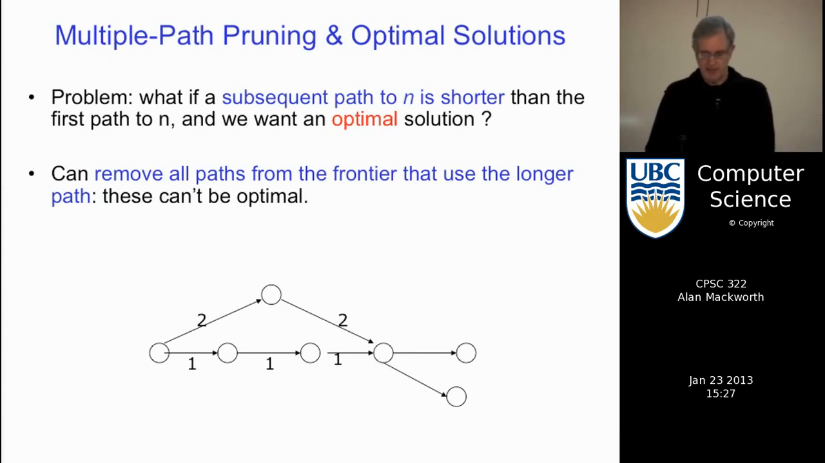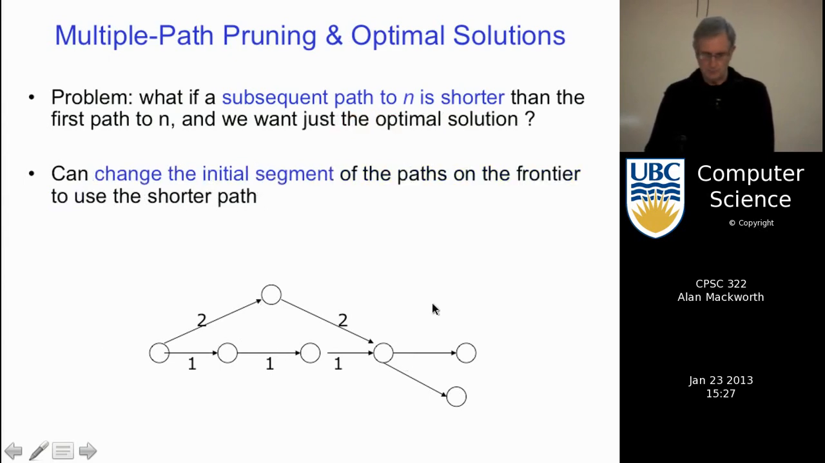If that's the case, then you should take this shorter path here and cut it in place of this longer path there, obviously, if you're interested in the optimal solution. Right? So remove all paths from the frontier that use the longer path, because they can't possibly be optimal. We know a better way of getting there, right? That's just what this says. What if the subsequent path is shorter than the first path? Change the initial segment of the paths on the frontier. Use the shorter path.